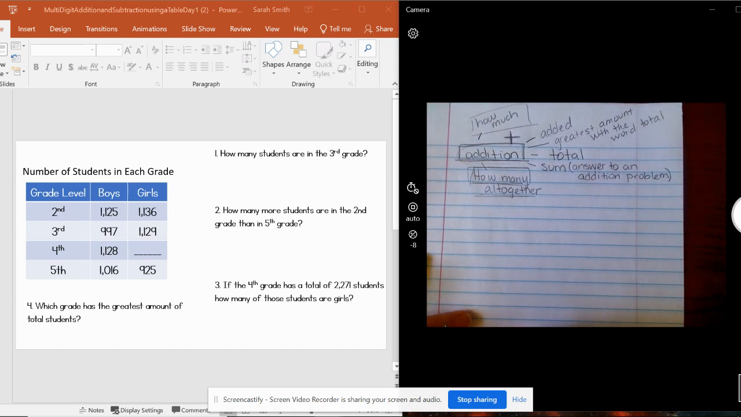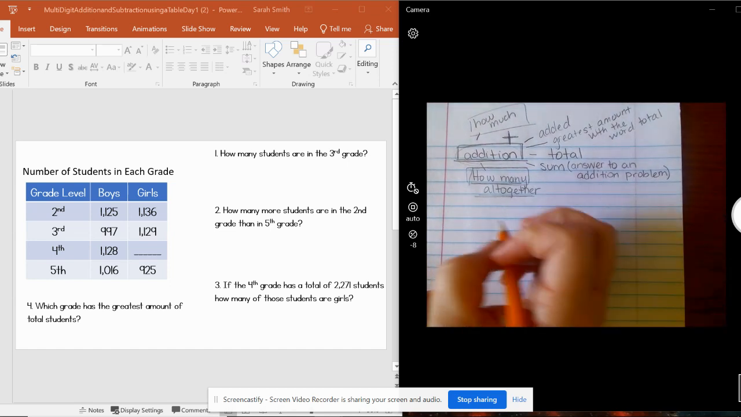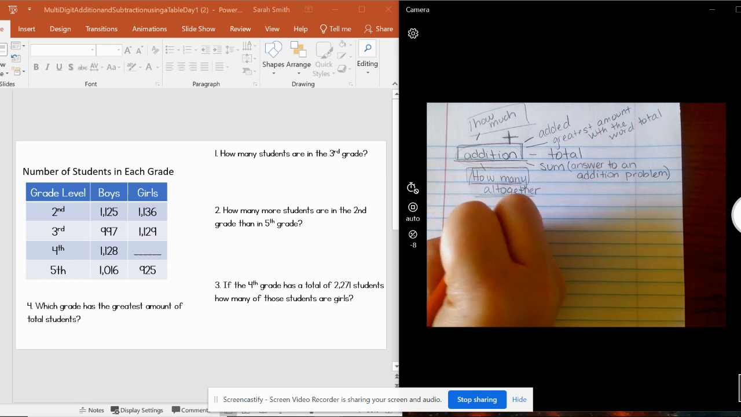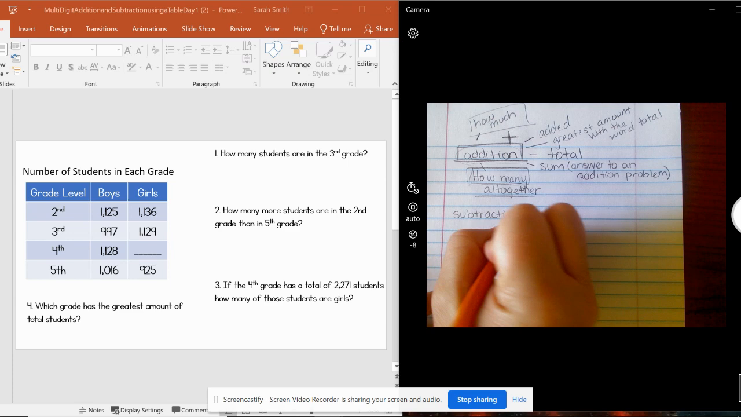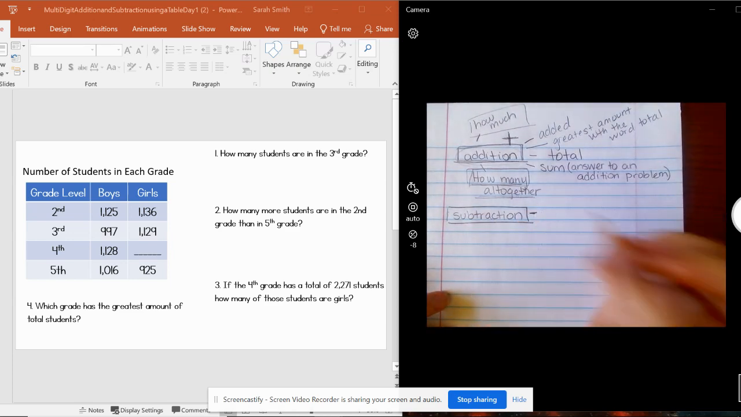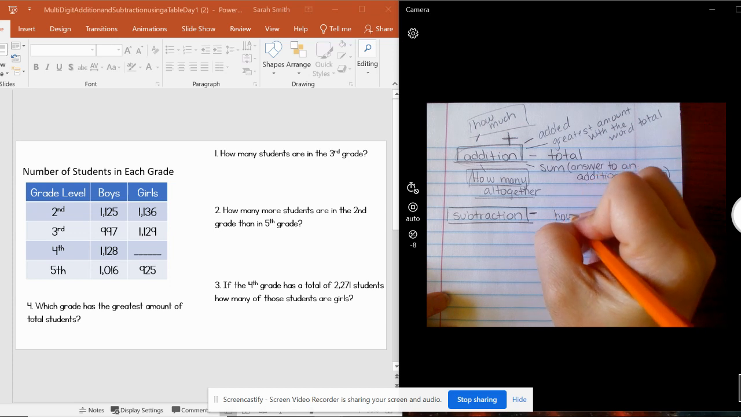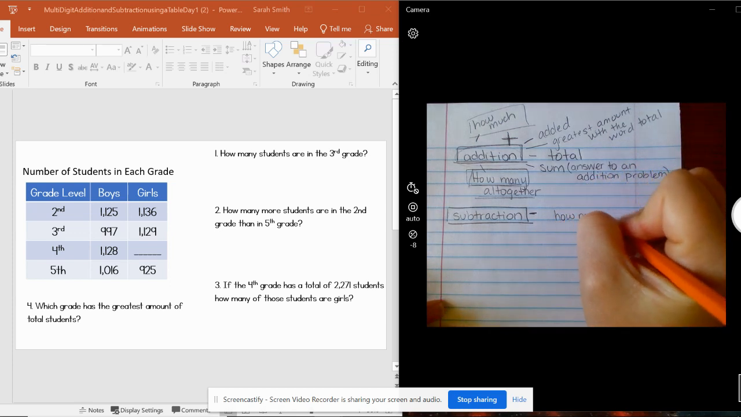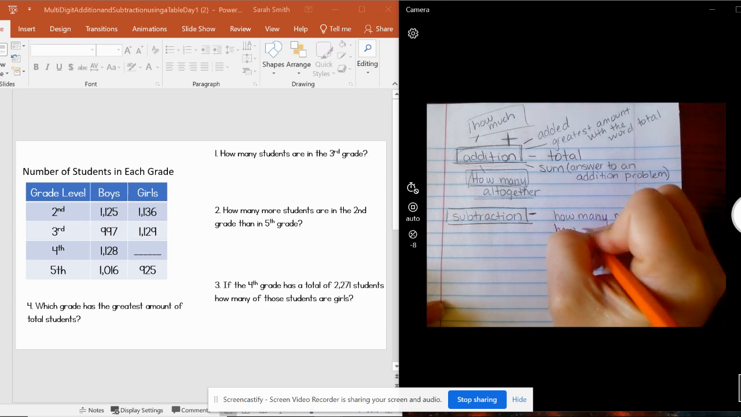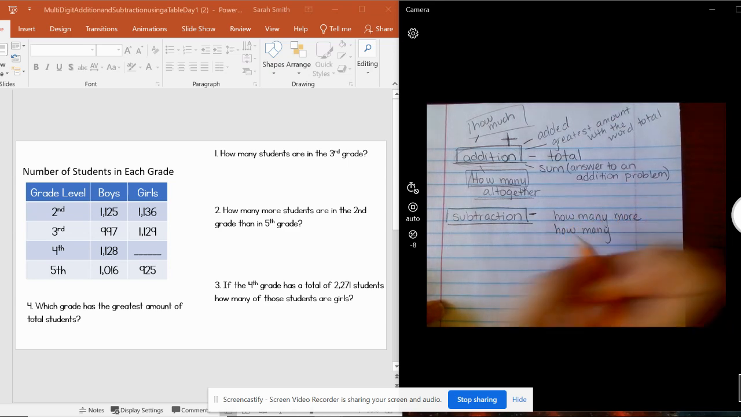You probably can think of some other ones as well, but those are the few that I'm thinking of right now. And then we went over this the other day, but I'm going to go over it again. Some words that we might see that go with subtraction. Definitely how many more, how many less. So this is subtraction.